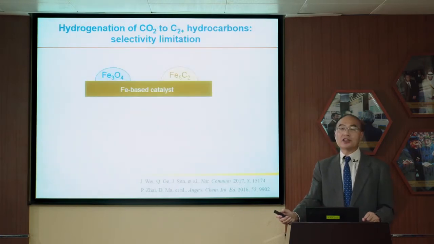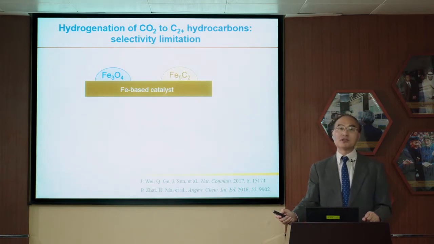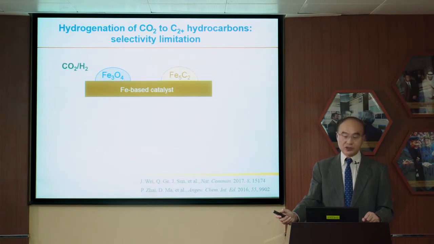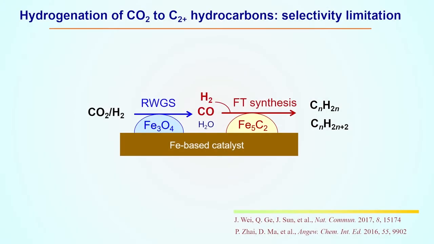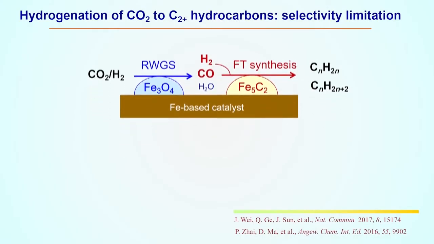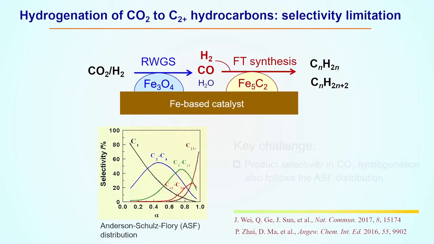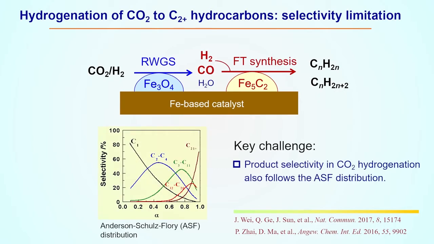For CO2 hydrogenation, iron-based catalysts have shown unique performance for the formation of C2+ hydrocarbons. Typically, the reverse water-gas shift reaction first occurs on iron oxide, and then the formed syngas undergoes Fischer-Tropsch synthesis to olefins or paraffins on iron carbide. Therefore, the product selectivity in CO2 hydrogenation also follows the Anderson-Schulz-Flory distribution.